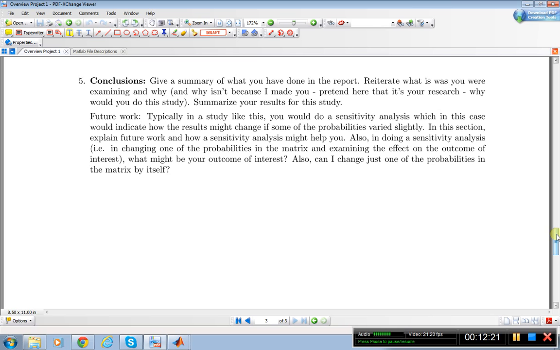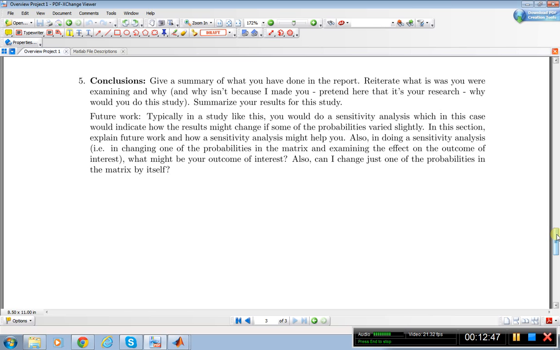You want to give a summary of what you've done in the report, first of all. Reiterate why you're examining this and summarize the results. And then typically what's normally done is a sensitivity analysis, where you figure out if I change some entry of my matrix slightly, what does this do to the long-term effects, the steady state, or the mean time to absorption, etc.